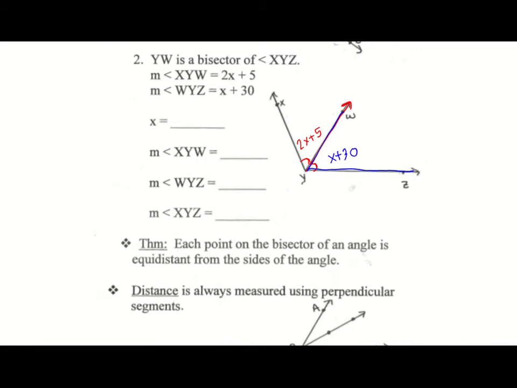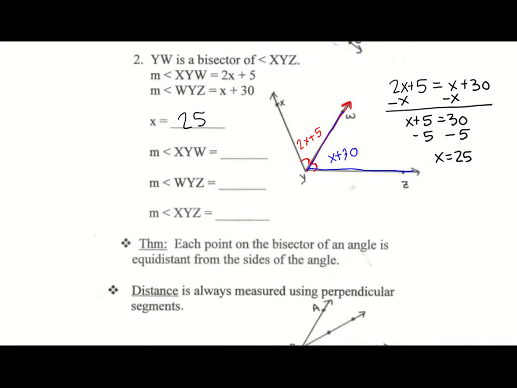Well, if I know that those two pieces have to be the same, I can set up an equation using 2x plus 5 and setting it equal to x plus 30. Now if I get my x's on the same side, I get x plus 5 equals 30. Move my numbers to the other side, I get x equals 25.